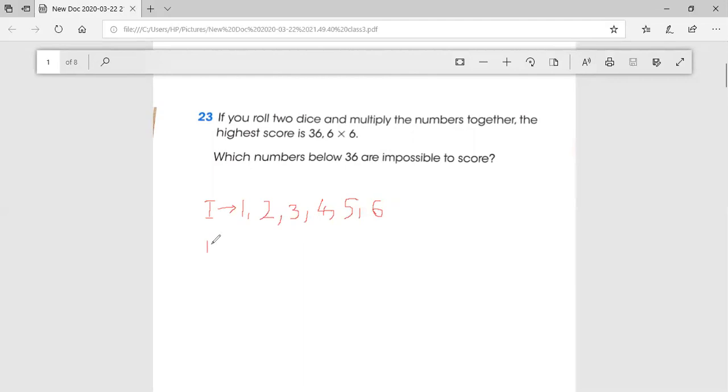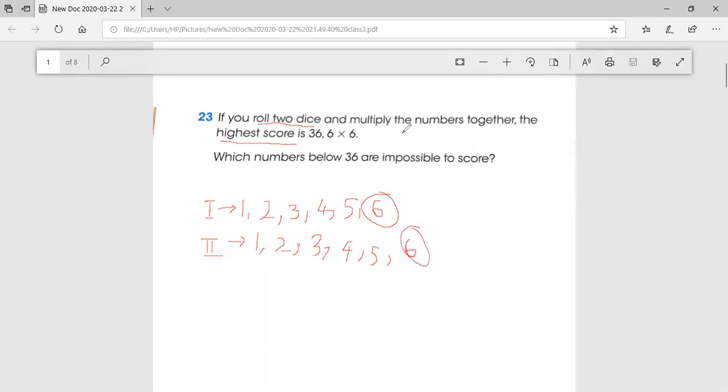The second die also can show the same way, either 1, 2, 3, or 4, or 5, last one is 6. Okay, here it is given two dice. The highest score of the first die is 6. The second die's highest score is also 6.